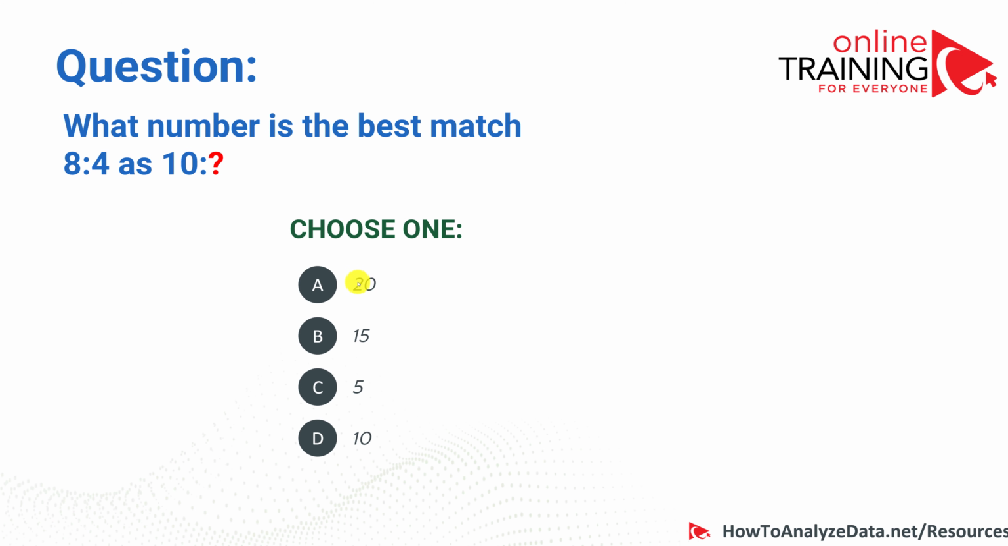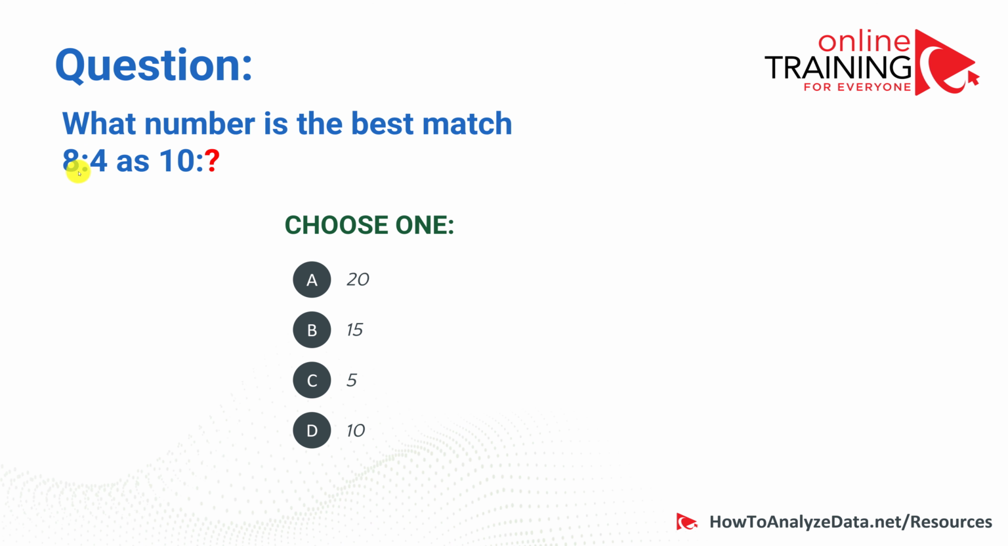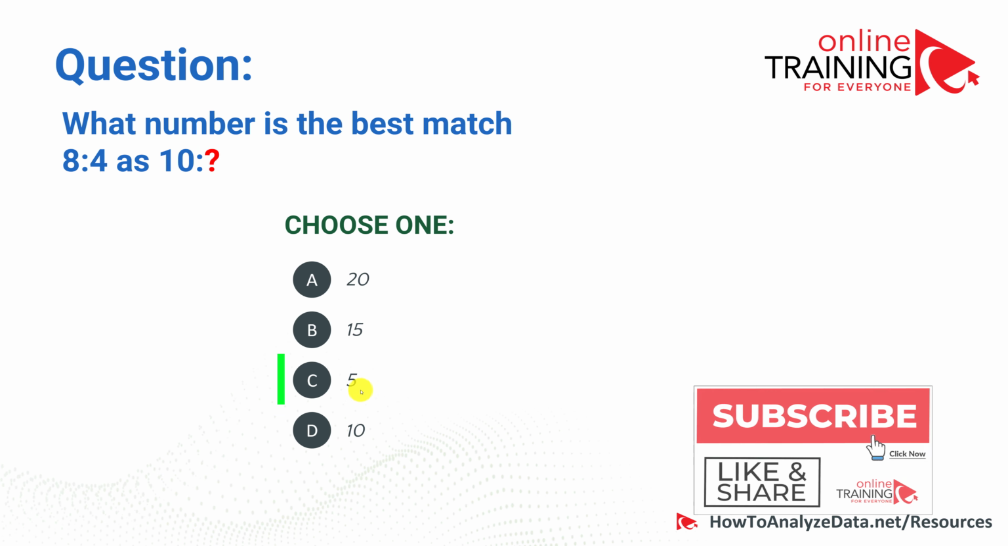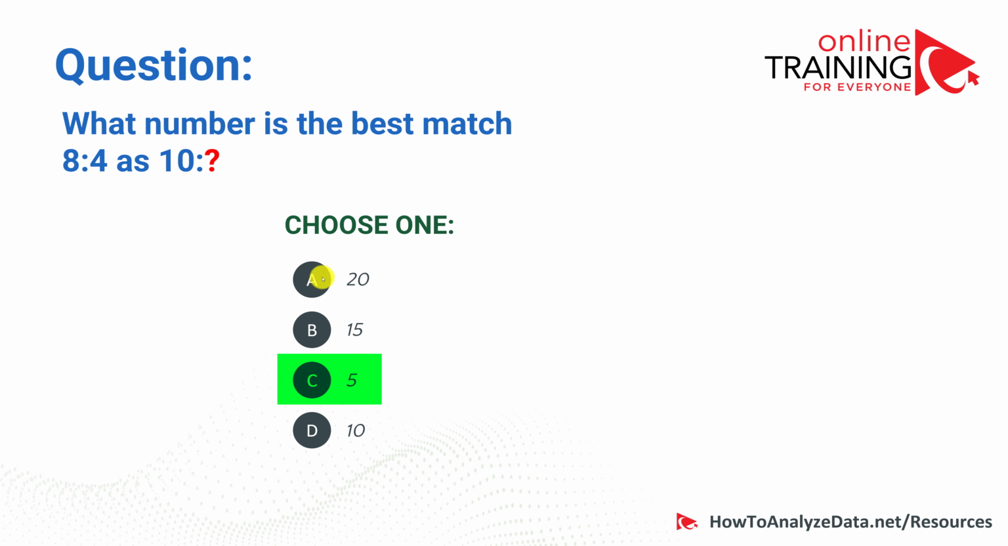The best answer here is 4 is the half of 8. So the question mark would be half of 10. And in that case, half of 10 is 5. So that's the number you should choose. Now, the tricky part of this question, some people may mistakenly select 20, which would be double of 10. So make sure you recognize this and don't make this mistake. Hopefully you've got this one right.